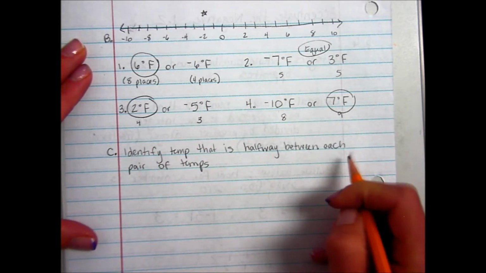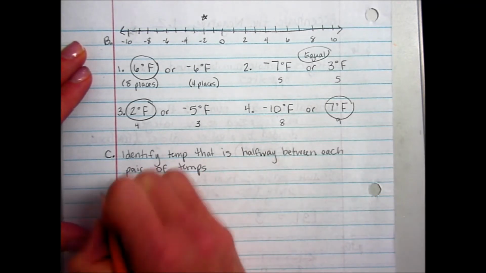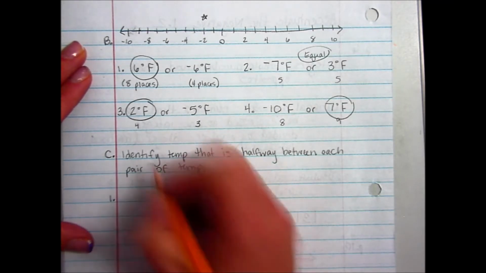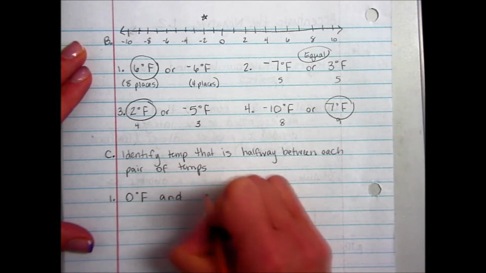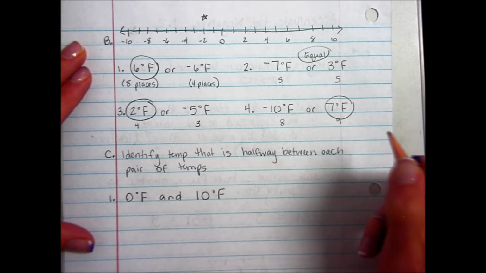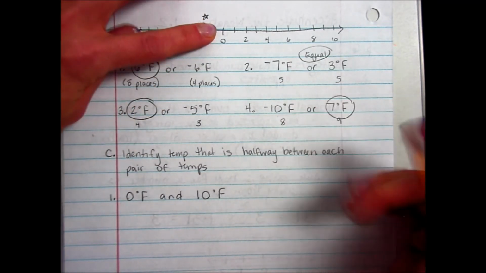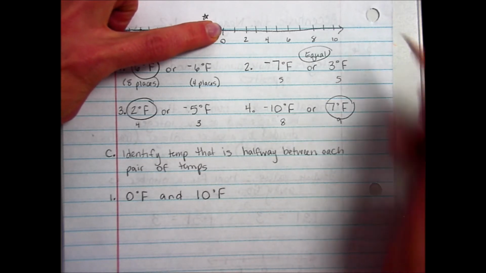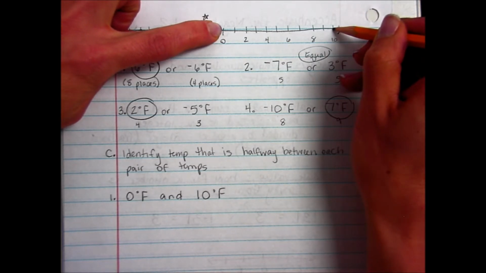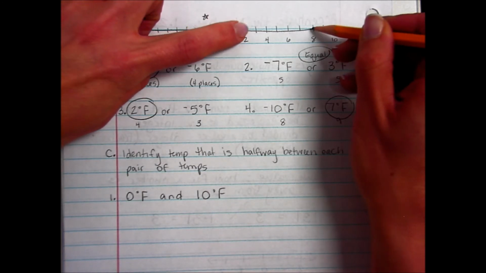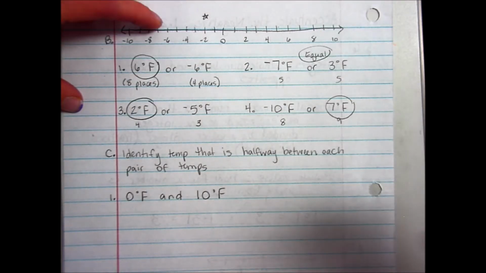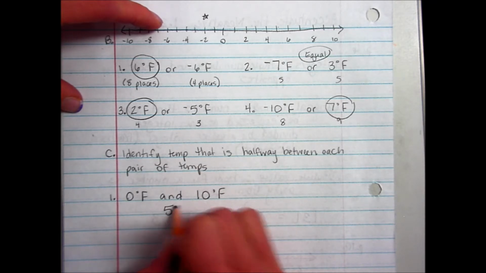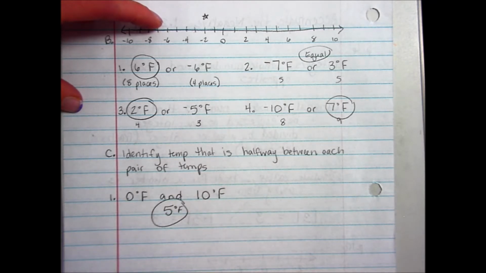Alright, for this we can use our same number line that we already created. On number 1, it says 0 degrees Fahrenheit and 10 degrees Fahrenheit. So I'm going to look at my number line. I'm finding 0 and 10, and I want halfway between the two, so then I can just work my way in. What is halfway between the two? 5 degrees Fahrenheit is halfway between the two.